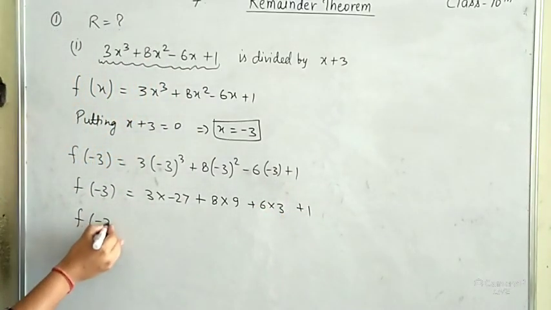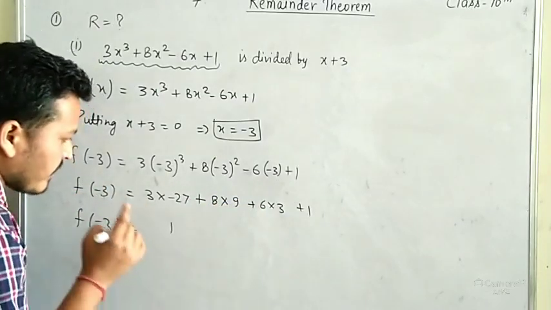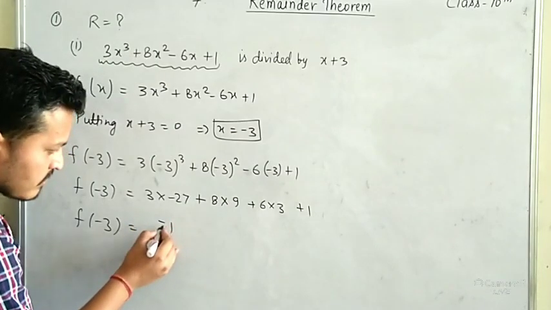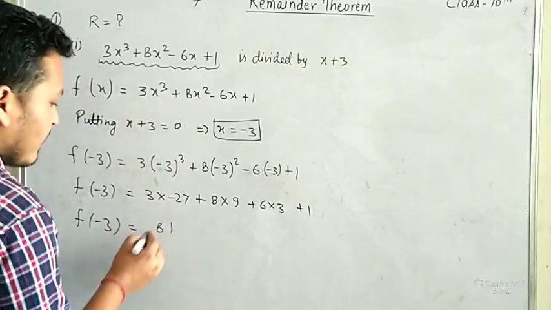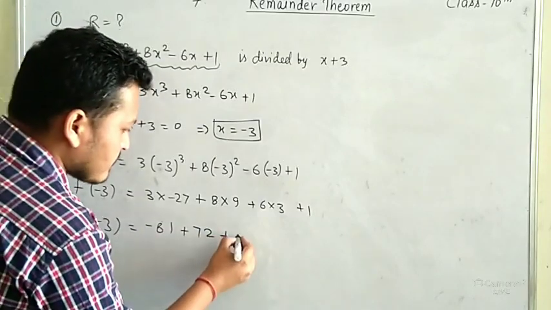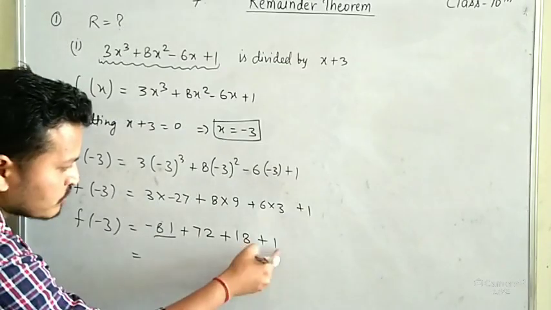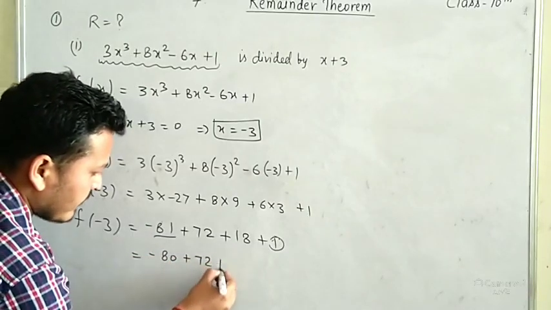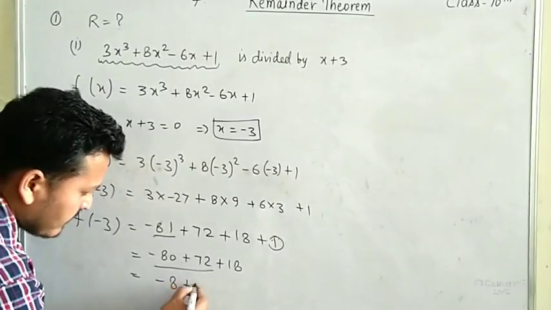Okay, so f(-3) is equal to, 7 3s are 21, carry 2, 3 2s are 6 and 1, so negative 81. Now plus 8 times 9 is 72, and plus 6 times 3 is 18, plus 1. So then finally we will get minus 81 plus 8 plus 1, so this is minus 80 plus 72 plus 18. So then minus 80 plus 72 minus 8 and plus 18.